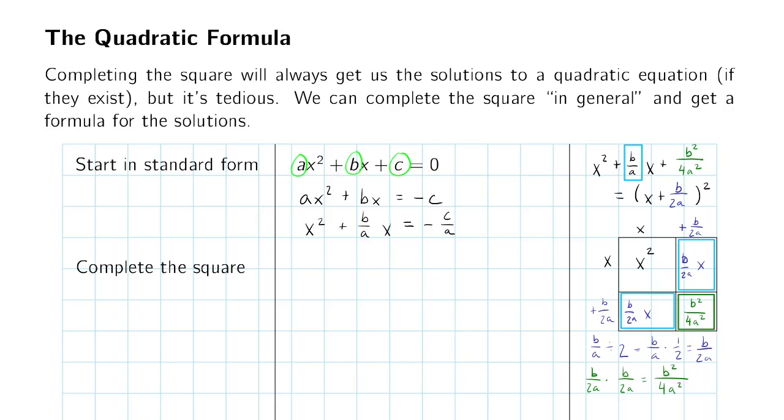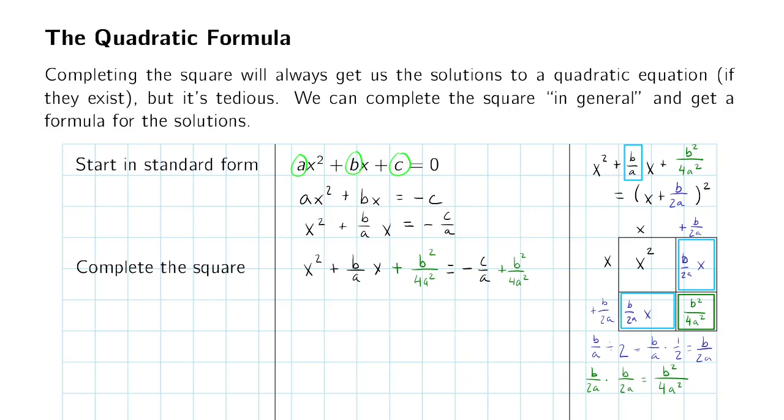Okay, so I can take that information back and complete the square. I've got x squared plus b over a times x. And now I'm going to add b squared over 4a squared. And that equals negative c over a plus b squared over 4a squared.